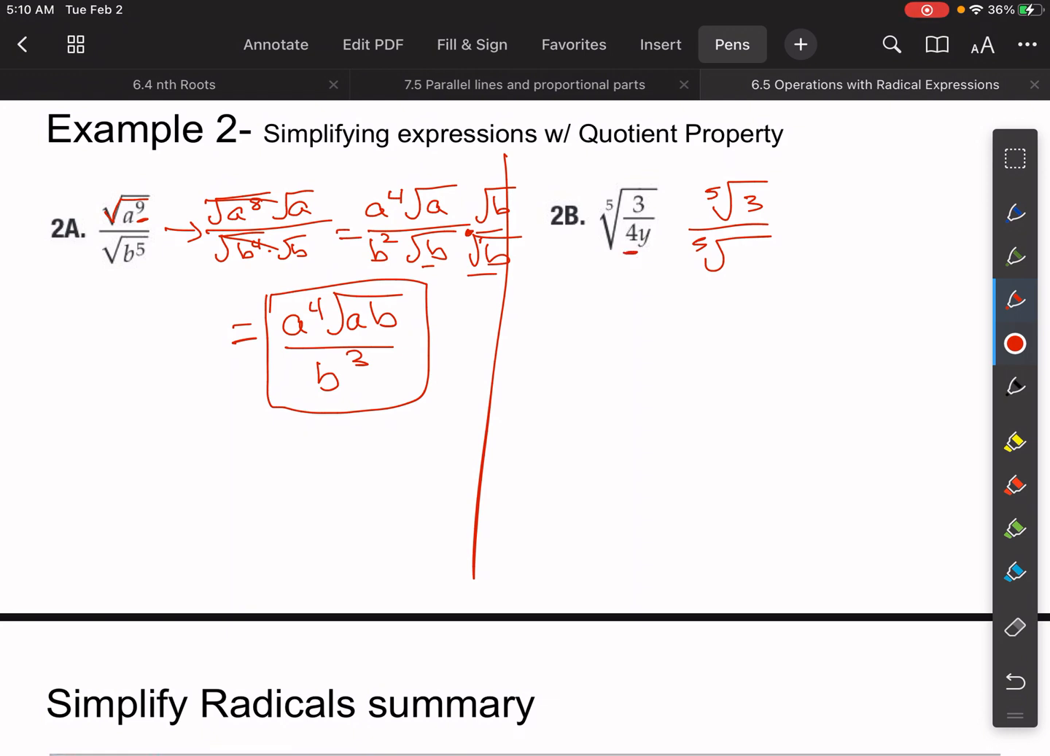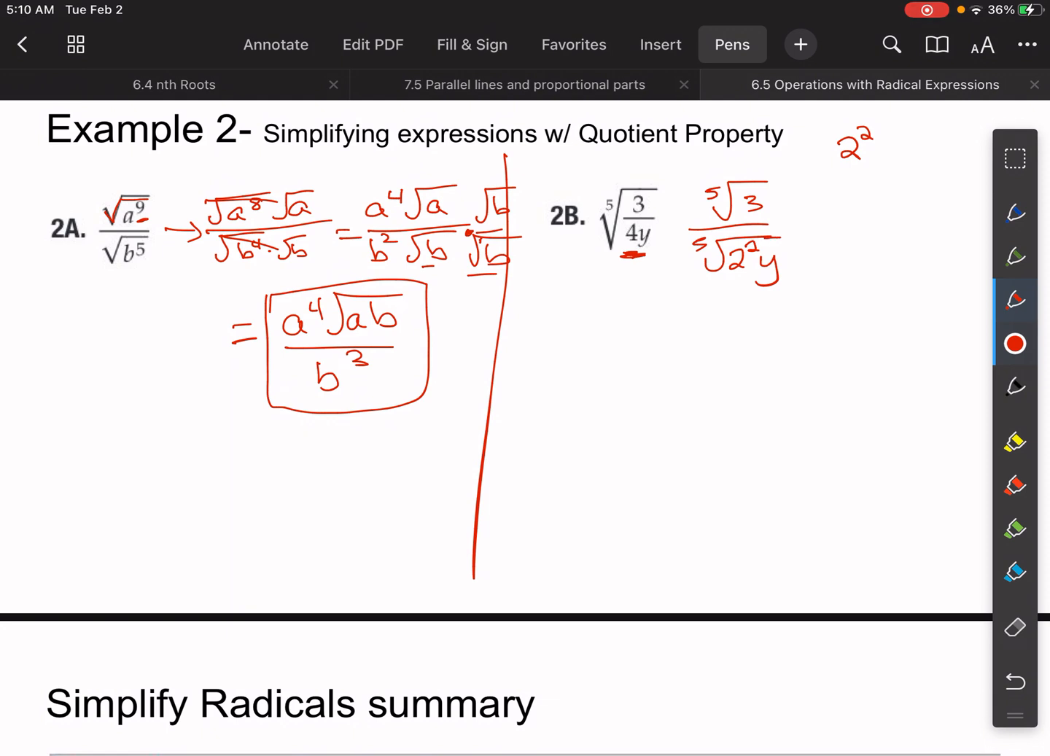But 4 is not the principal root. Like there is a root, I shouldn't say principal root, but there is a perfect square that's in 4. 4 is not prime, right? So I can write 4 as 2 squared. And I'm going to do that. And there's a reason I'm going to do that. Okay, so I'll show you that. So this is 2 squared y.